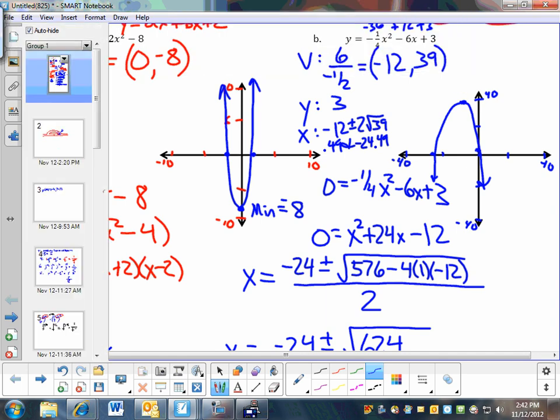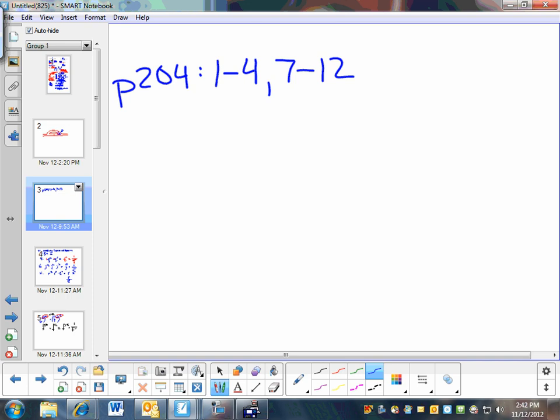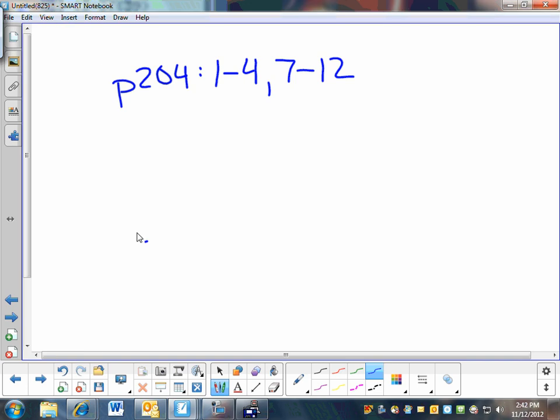Here is your homework. Section 2.6, page 204, numbers 1 through 4 and 7 through 12. For Mallory? I suppose.